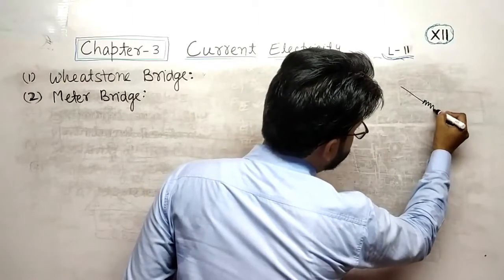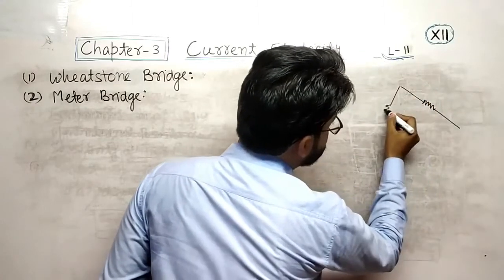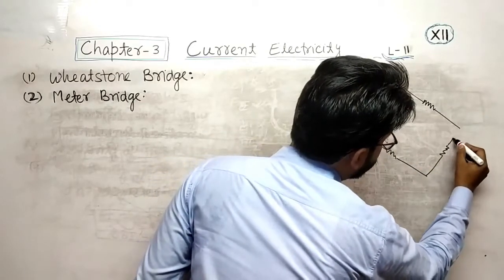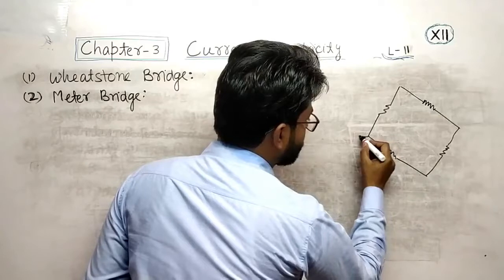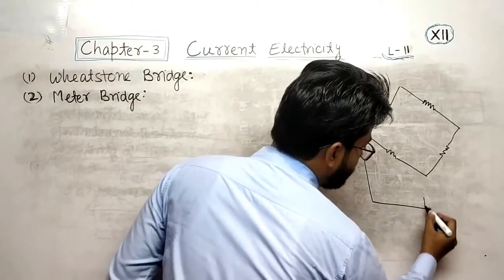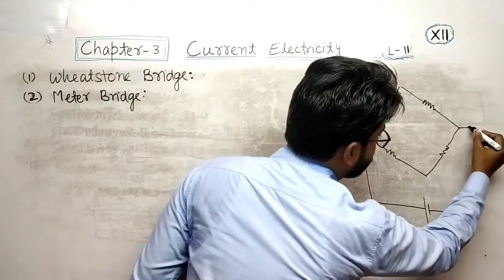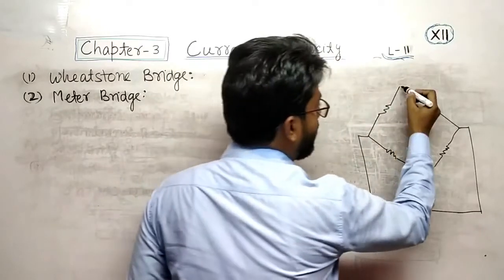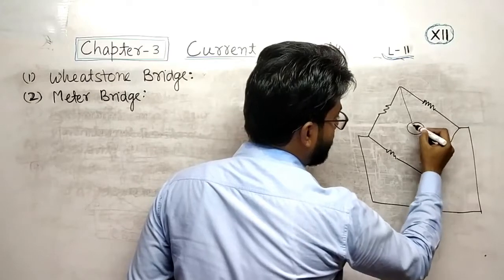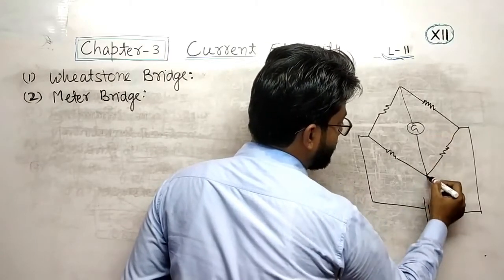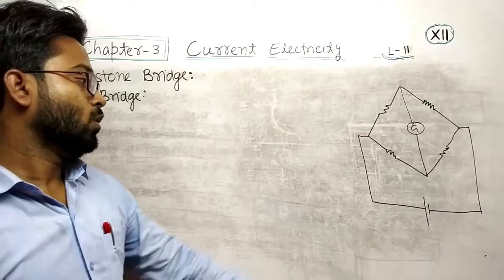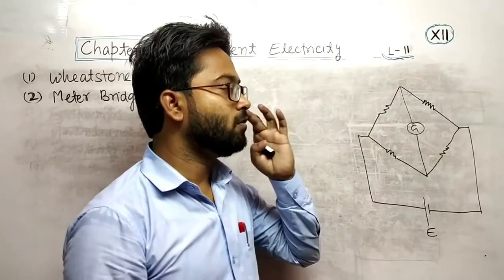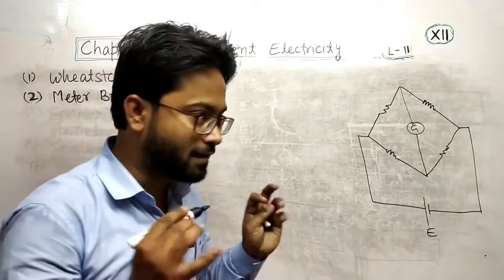Wheatstone bridge consists of 4 resistors, and at one diagonal there is a cell and at another diagonal there is a galvanometer. This is the galvanometer that is used to detect the current.